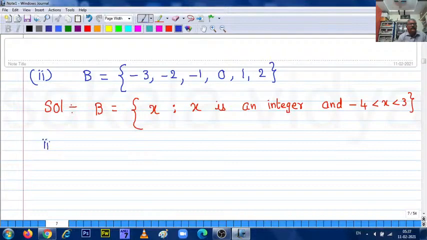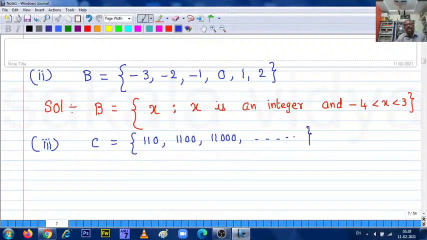Now third problem. C is equal to 110, 1100, 11,000 and so on. You think, how could you write this one? Any idea?